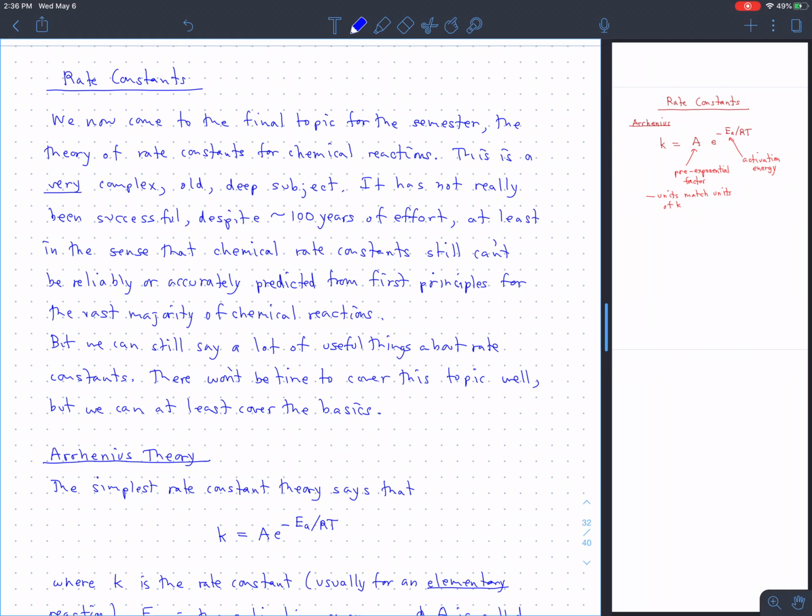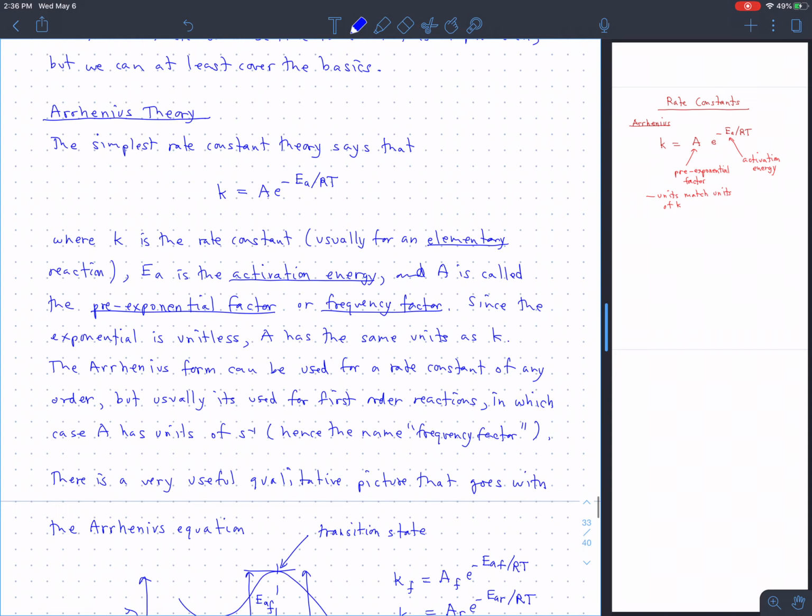However, having said that, there are a number of semi-quantitative theories and what you might call phenomenological theories that are still very, very useful, and we'll talk about one of them today. And in fact, all of our understanding of the kinds of things that control the value of a rate constant, and therefore the speed at which a chemical reaction takes place, are due to these simpler theories. The very simplest of them all is Arrhenius theory.